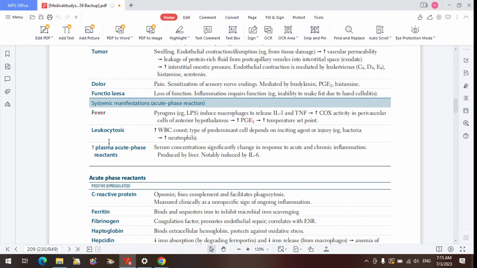If it's a bacterial infection, gram-negative bacteria have lipopolysaccharide as their pyrogen. If it's a gram-positive, they can express lipoteichoic acid. If it's a virus, it's the nucleic acid that is pyrogenic. All these things are collectively known as the pathogen associated molecular pattern.